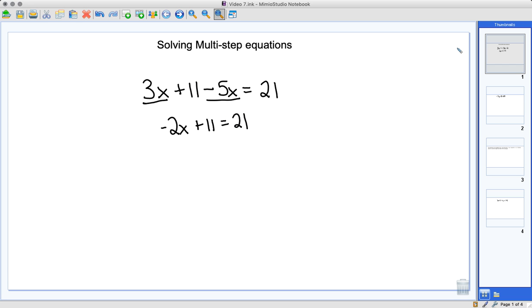So then what we have created is one of our two-step easier equations. So we're going to subtract our 11. So we get negative 2x equals 21 minus 11, which is 10. And then divide by negative 2. So you get x equals positive divided by negative, using those rules from last chapter, you get negative 5. So just a little bit harder, making them a little bit more complicated as we go.